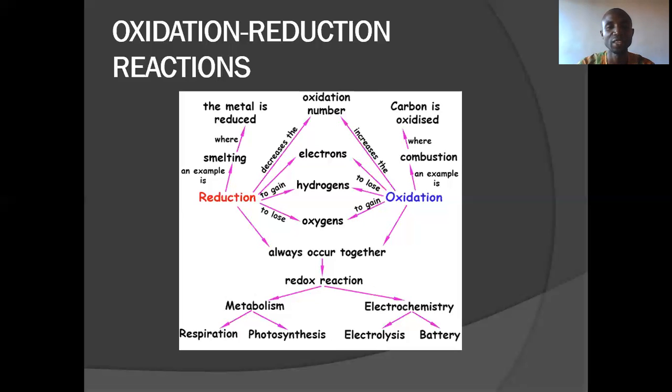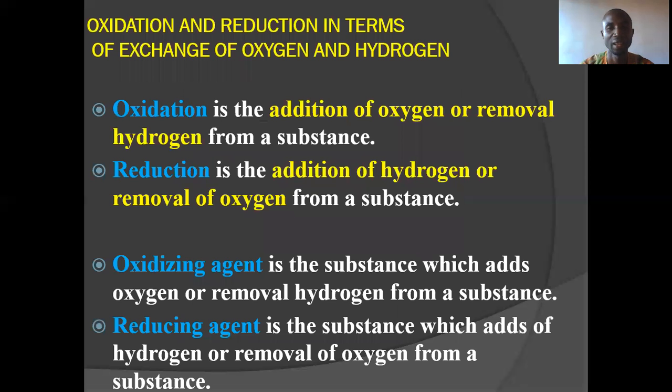We will be defining oxidation reduction reaction in terms of exchange of oxygen and hydrogen. If you are to define oxidation reaction in terms of oxygen or hydrogen, you say that oxidation is the addition of oxygen, or the removal of hydrogen from a substance. While reduction is the addition of hydrogen, still remember the picture I showed you initially, and the removal of oxygen from a substance. It's the opposite of each other, but they occur continuously.